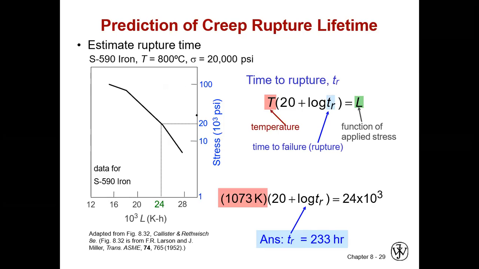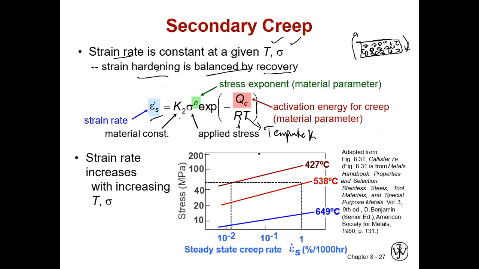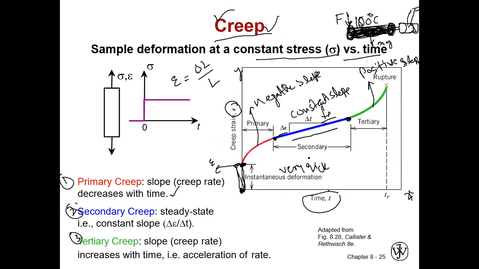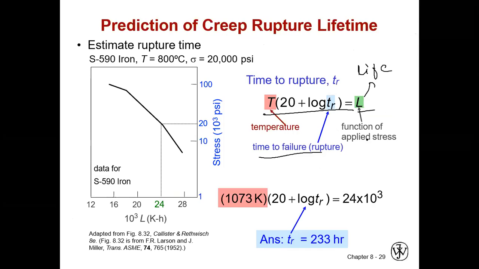Okay, so this equation: L is a function of applied stress, right? L is the life, and TR is the time to rupture. The time to rupture we can find with the help of this graph, from here up to here, it is TR, the time to rupture. It is also written here. And if I take the log of TR, plus 20, multiply by the temperature, then I can find the life of the creep rupture, right?